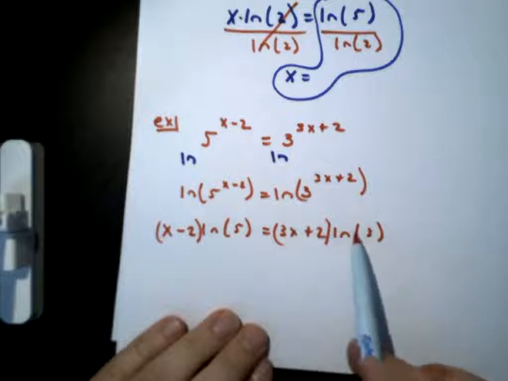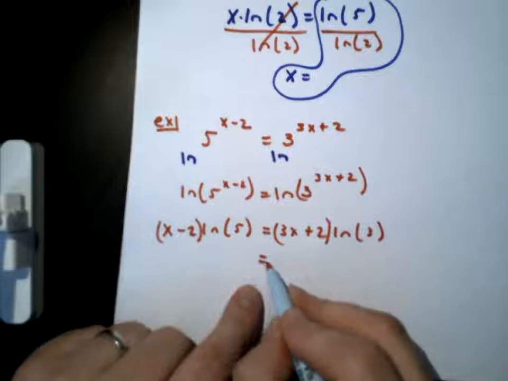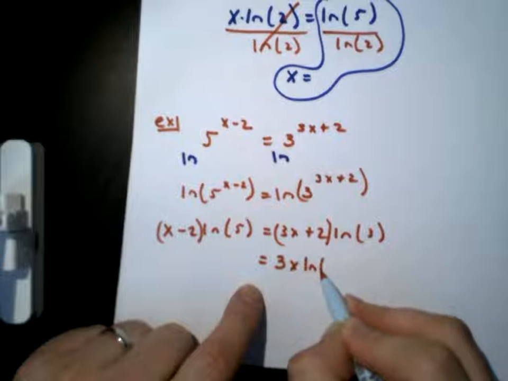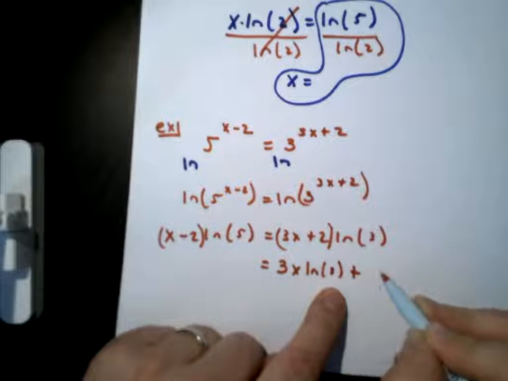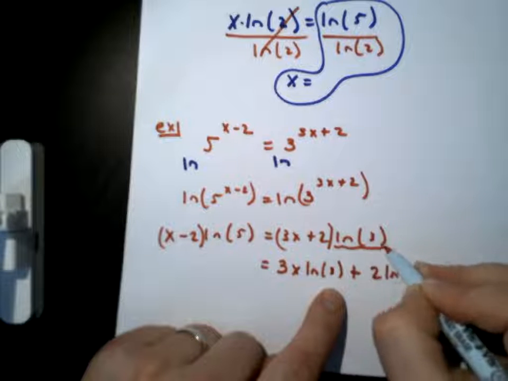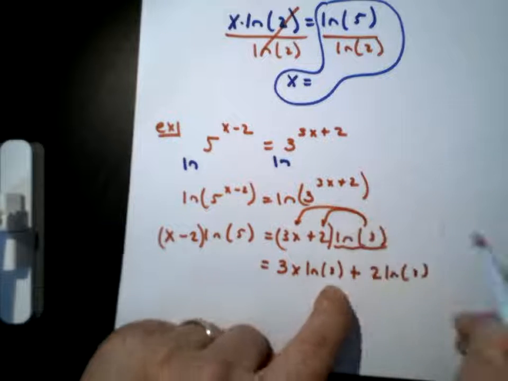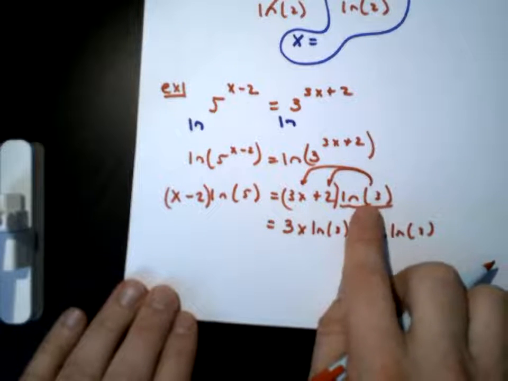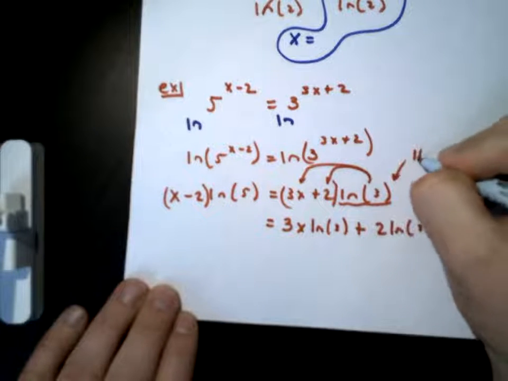So it looks like this is a distributive property. We're going to distribute this to each thing. So we're going to go 3x ln of 3 plus 2 ln of 3. All we're doing is taking this and going here and going here. We're distributing because that is a number. That is a number. This right here is a number.